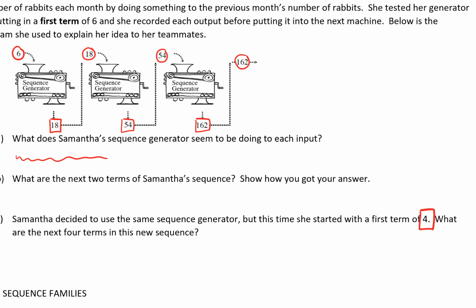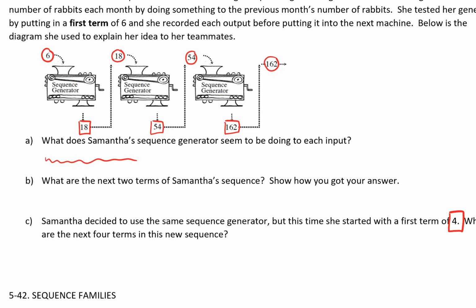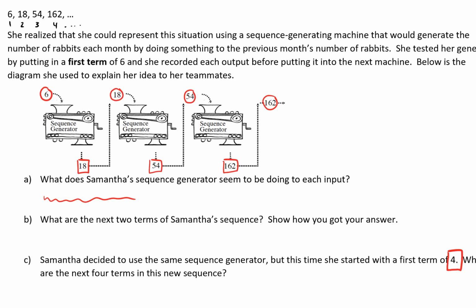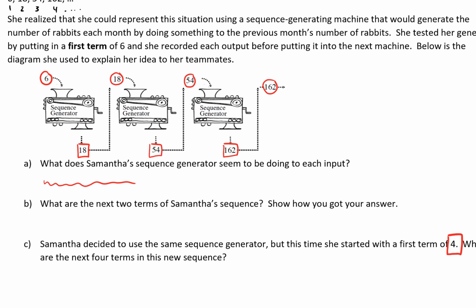So it's the same sequence generator, but this time instead of beginning with 6, we're going with 4. So go ahead and finish off this. Make sure you discuss this and you're in agreement before you go on to the next question.